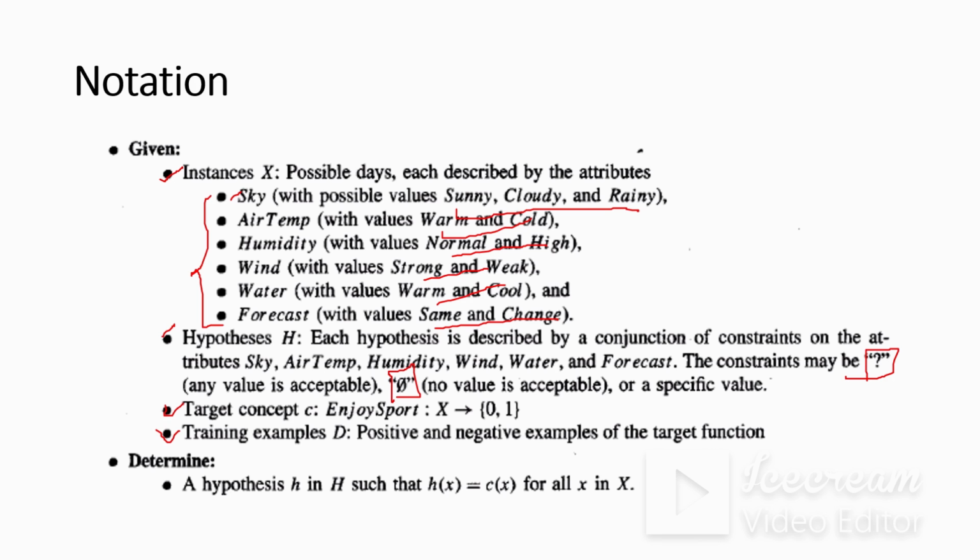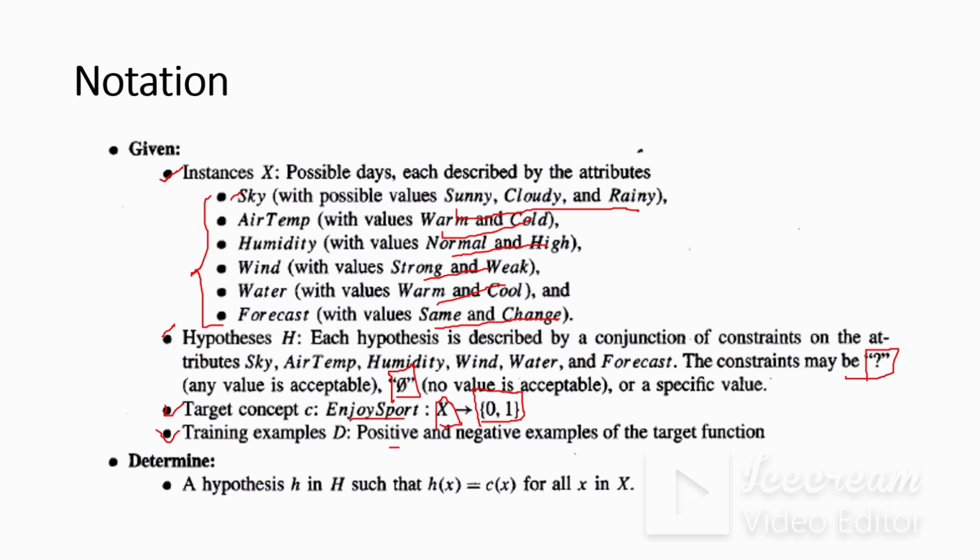So other than that, all the 6 attributes have the values, namely sunny, cloudy, and all. That is the hypothesis that we have. Now moving on to the target concept. The target concept is a function named enjoy sport, which maps from the instance space to a Boolean value 0, 1, where 1 can be yes and 0 can be no. Finally, the training examples D, which are positive and negative examples of the target function.